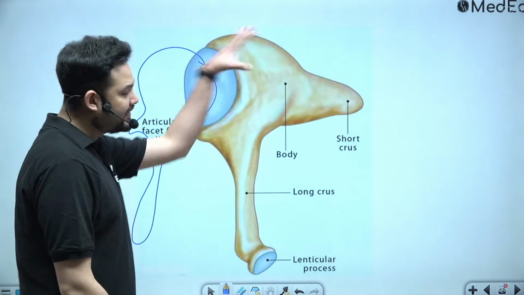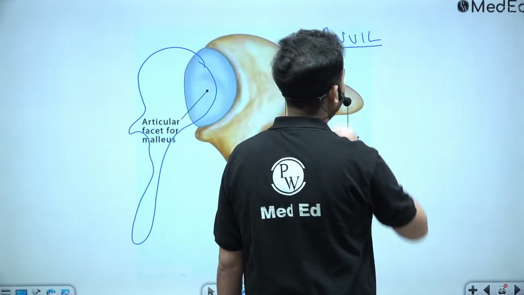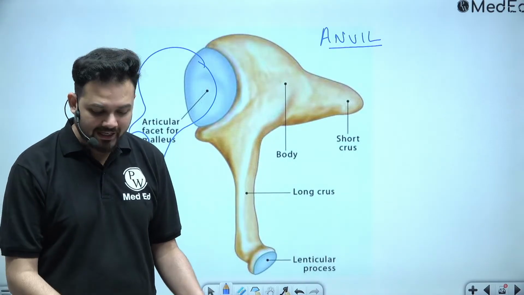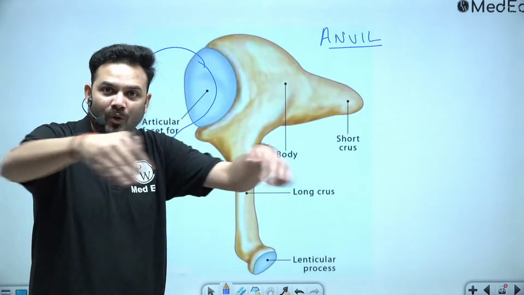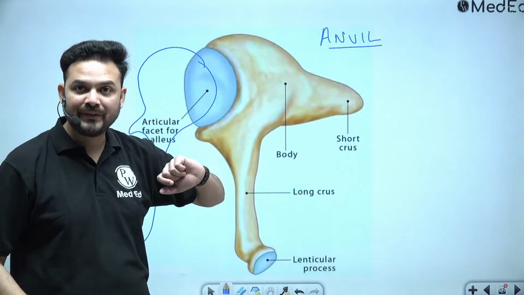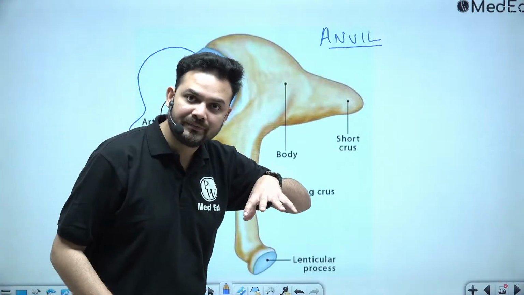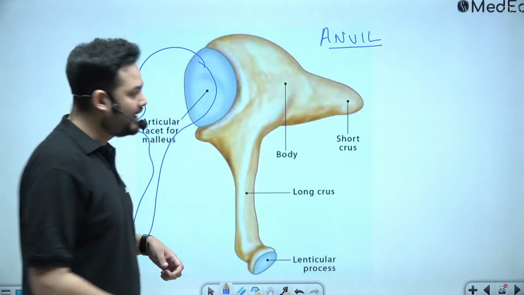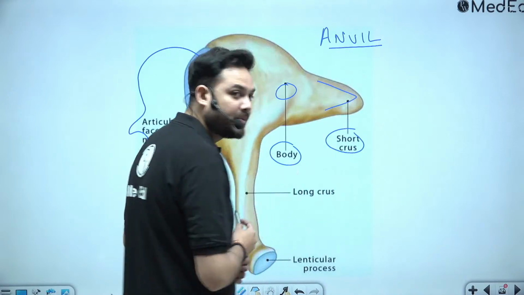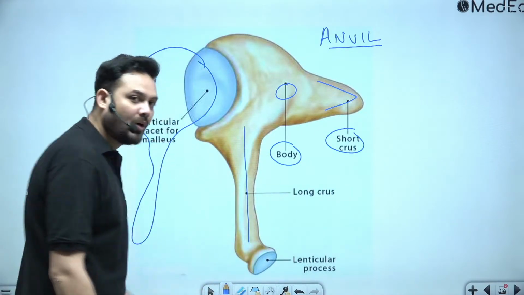अब incus कैसी दिखती है? Incus looks like an anvil. Anvil का मतलब क्या होता है? Have you seen the big iron beaters? वो iron rod को पटक पटक के मारते हैं over a slab, that iron slab. That is what is called an anvil, and that is how the incus looks. So the anvil has got a body. It's got a small projection which is called the short process or short crus. It has got a long process or long crus.